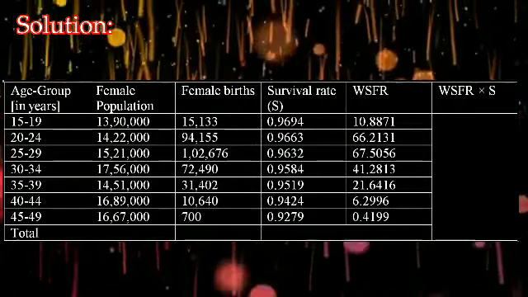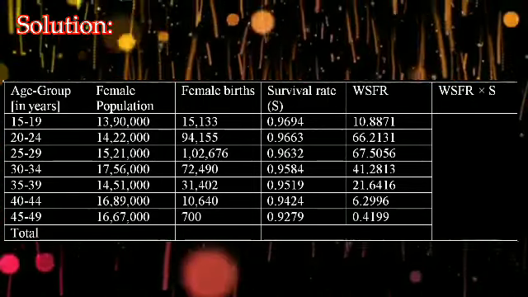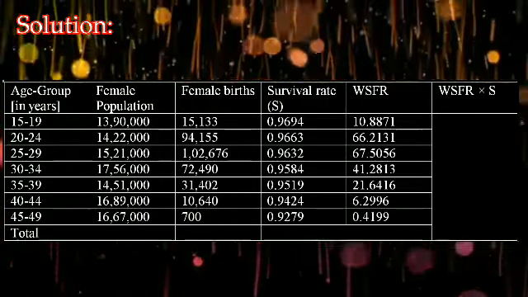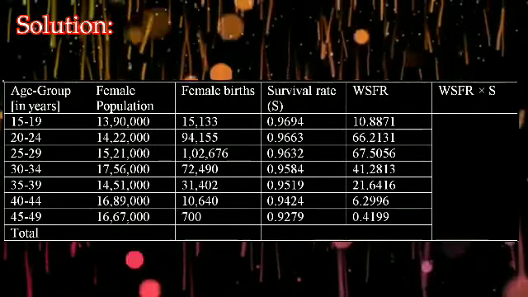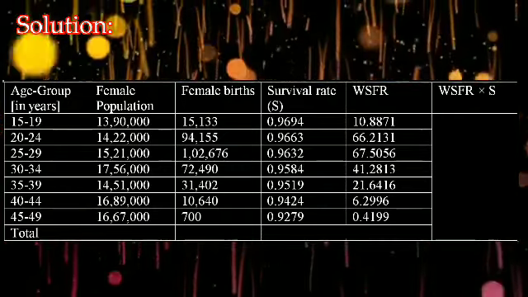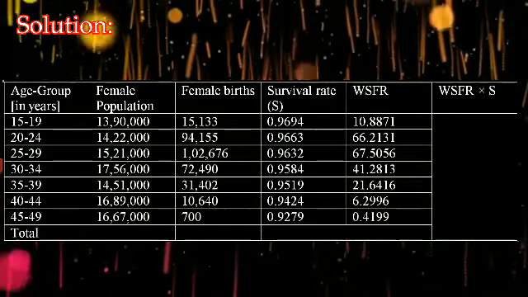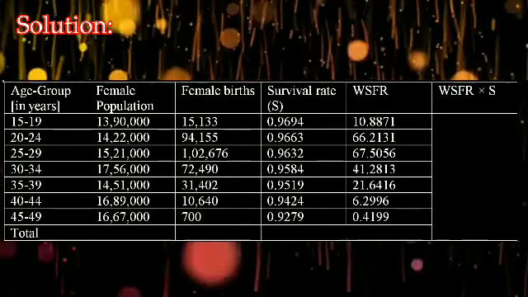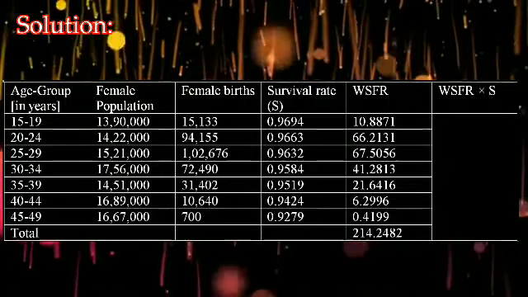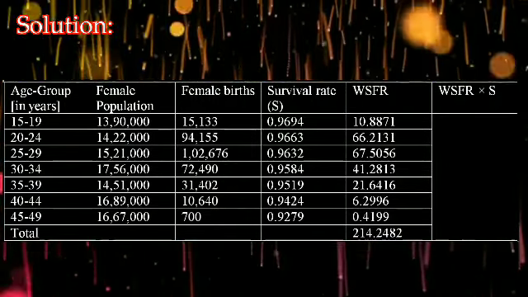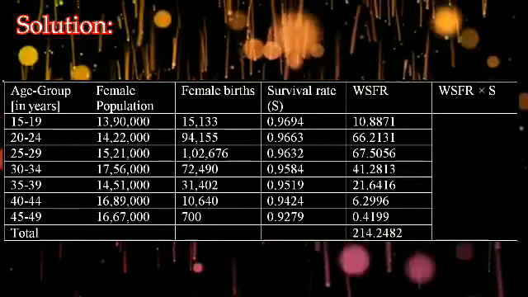Here, why are we finding this sum total of WSFR values? Because your question is to find GRR. GRR is computed based on the sum total of WSFR values. So in order to find GRR, you should find the total of WSFR values. So find the total of the fifth column, that is the total of WSFR values, which is 214.2482.